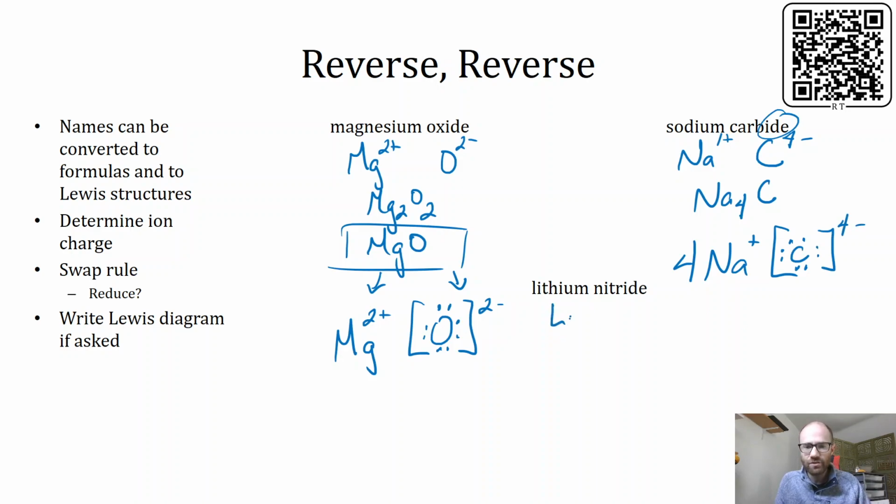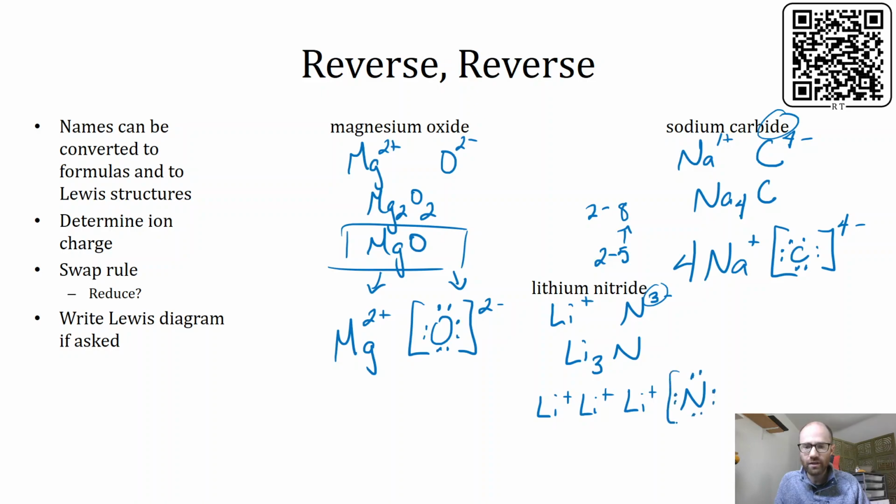And then lithium nitride would be a lithium plus and an N, group 15. That's 2,5. You want to go to 8. So that would be a 3-. When you swap, you get Li3N, which means you should have 3 lithiums, each with a positive charge, and 1 nitrogen with its valence shell of 8 electrons and a 3- charge.